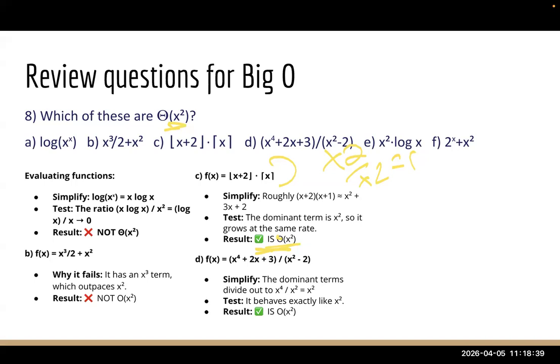Similarly, for the next one, the highest terms here are x to the power 4 and x to the power 2. x to the power 4 over x squared, so the ratio simply becomes x squared. Now we have a term m over here. It just becomes x squared over x squared using the ratio test and becomes 1. It behaves exactly like x squared, and thus our result will be theta x squared.